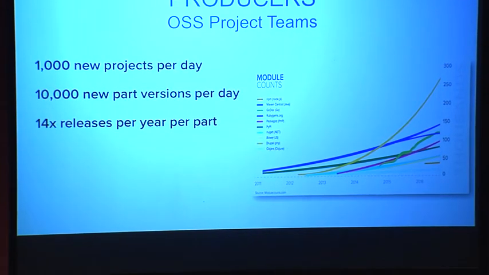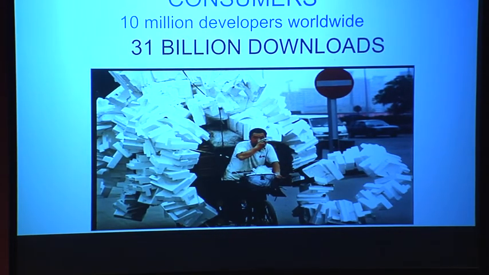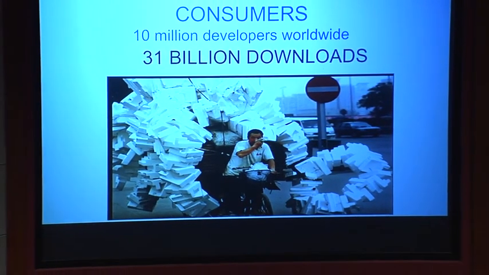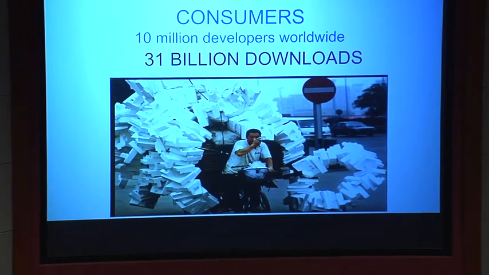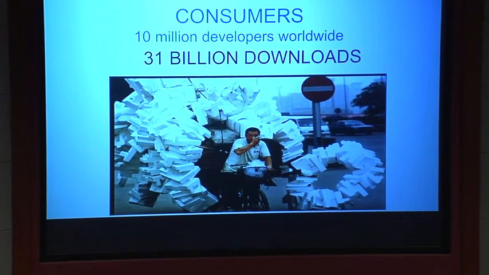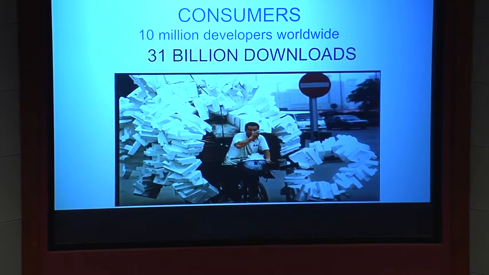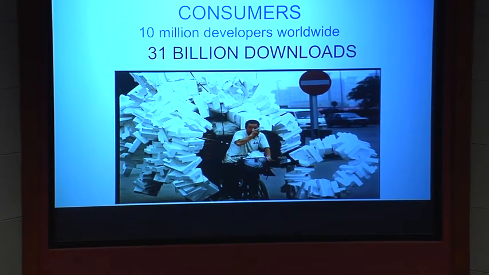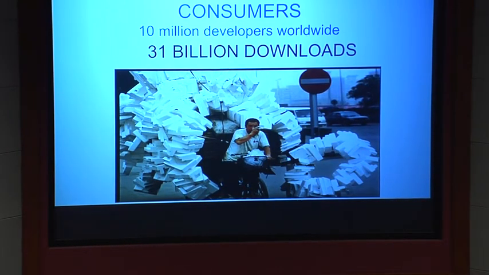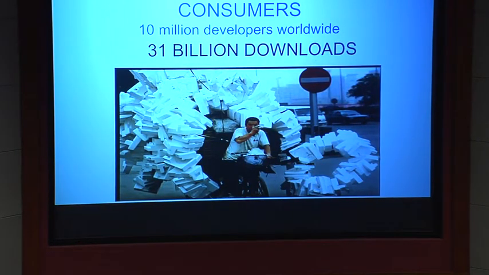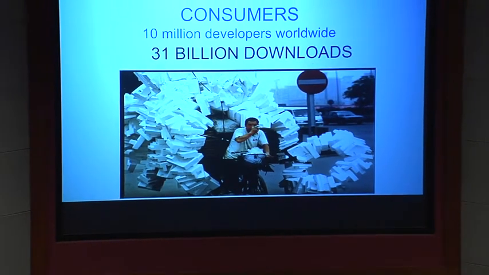So that's the producers. The consumers, we estimate there's 10 million developers worldwide, and there were 31 billion downloads from the central repository. Obviously, there's other repositories, but that is the largest warehouse of open source components in the world. 31 billion downloads in 2015. Anyone good at math? How many components per developer does that work out to?